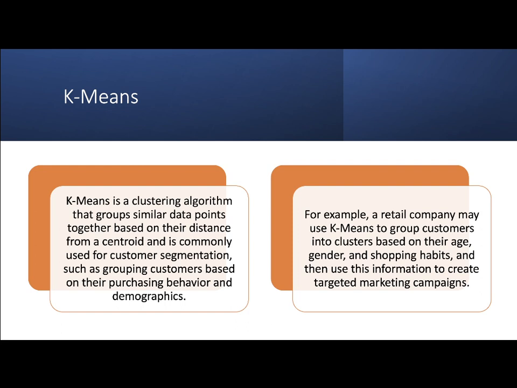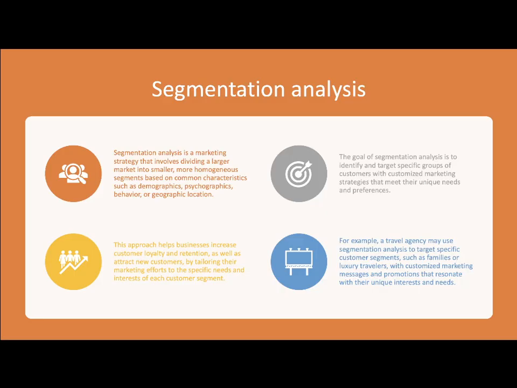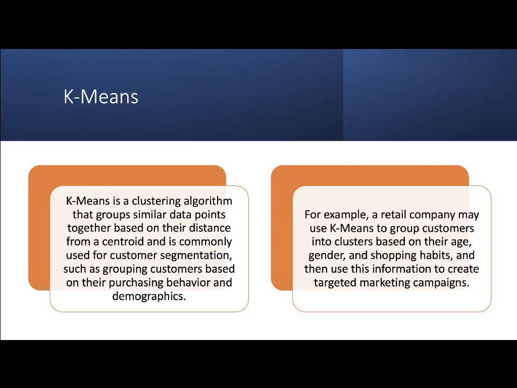And the next one is the use of k-means. It's a clustering algorithm that groups similar data points together based on their distance from the centroid, and is commonly used for customer segmentation. As you can see the example here, a retail company may use k-means to group customers into clusters based on their age, gender, and shopping habits. Just like the previous one, I would say similar to the segmentation analysis, but this is using the k-means.